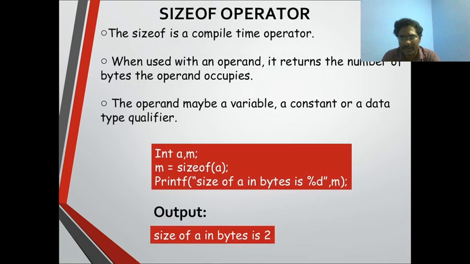For the sizeof operator, we need to use the keyword sizeof. After that comes the variable which you have declared under some data type, and that decides the memory allocation of the corresponding variable. Here I have declared integer a, comma, m. The variable a is of data type integer. It occupies 2 bytes, so when you use the printf statement to display it, it displays the size as 2.